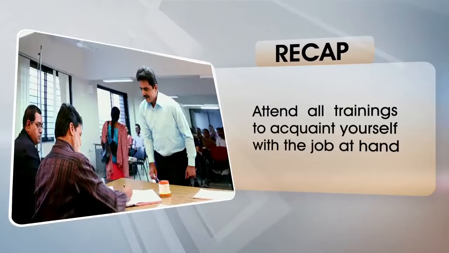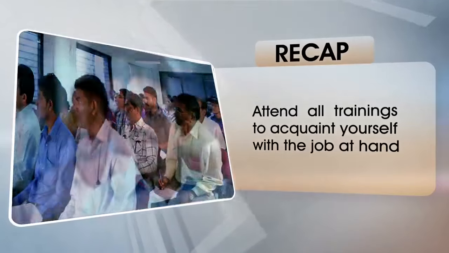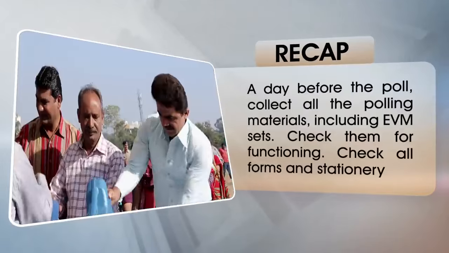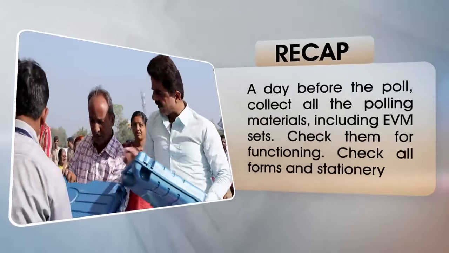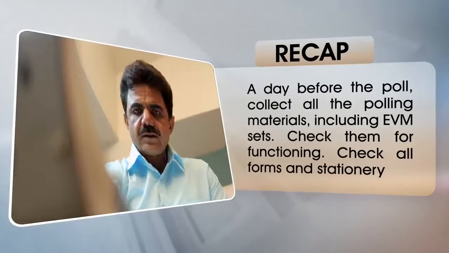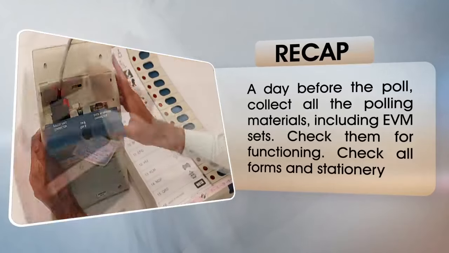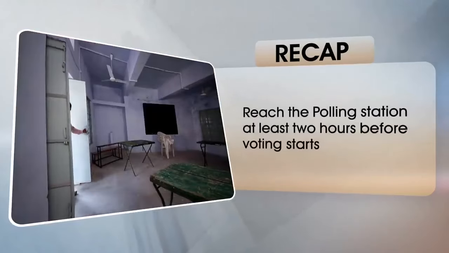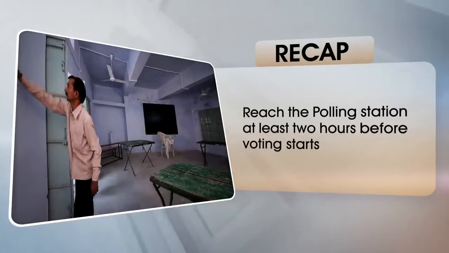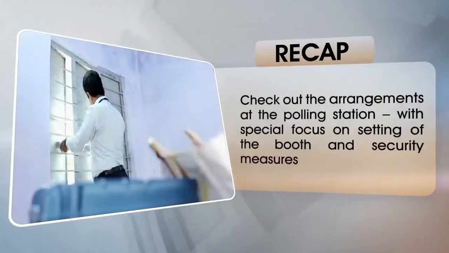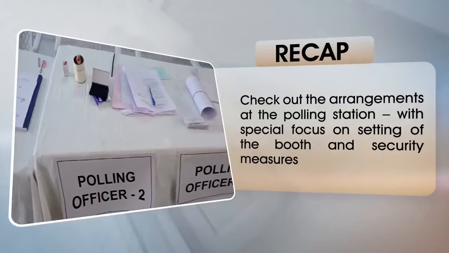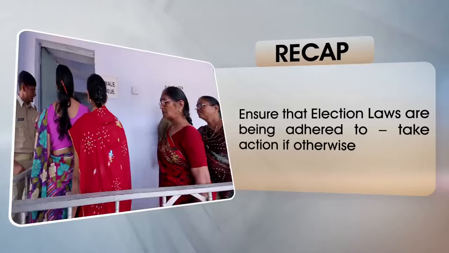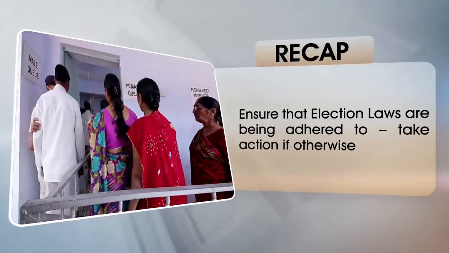Attend all trainings to acquaint yourself with the job at hand. A day before the polls, collect all the polling materials, including EVM sets. Check them for functioning. Check all forms and stationery. Reach the polling station at least 2 hours before voting starts. Check out the arrangements at the polling station, with special focus on setting of the booth and security measures. Ensure that election laws are being adhered to.